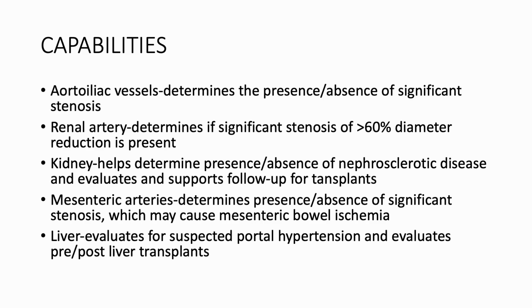transplants. Mesenteric arteries, which are your SMA, celiac artery, IMA, we're going to help determine the presence or absence of significant stenosis, which may cause mesenteric bowel ischemia. For the liver, we're going to evaluate suspected portal hypertension and evaluate pre- and post-liver transplants.